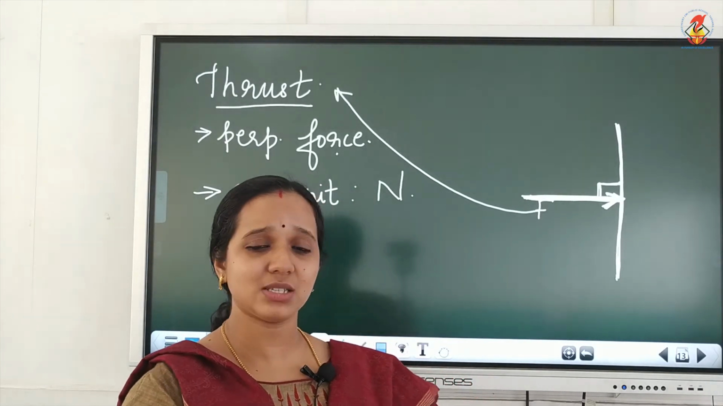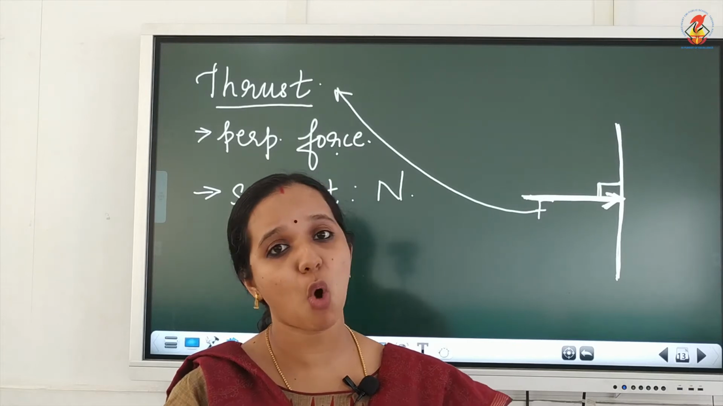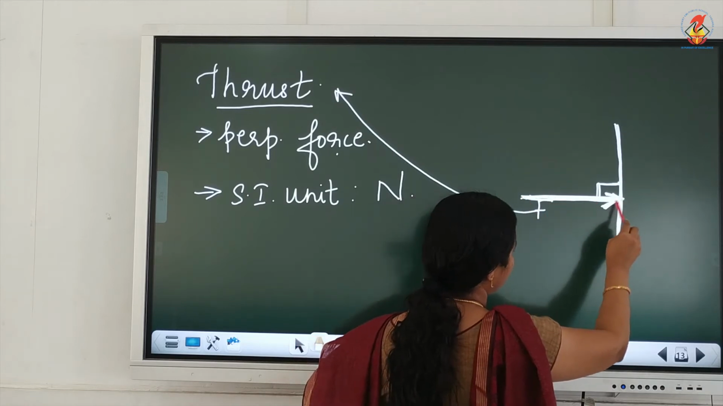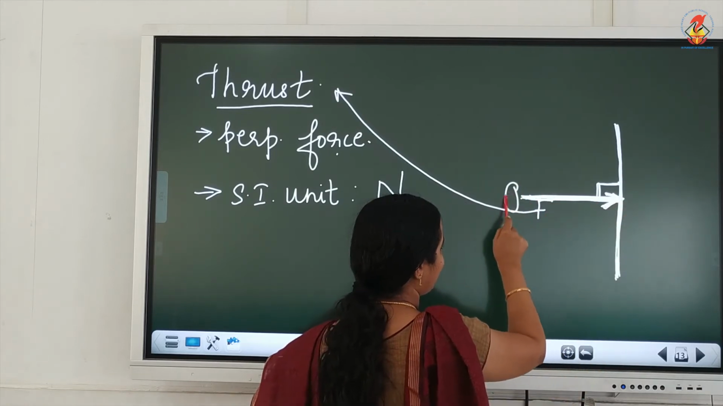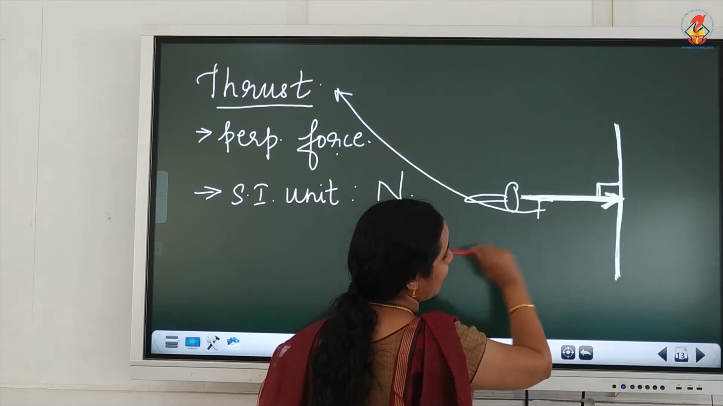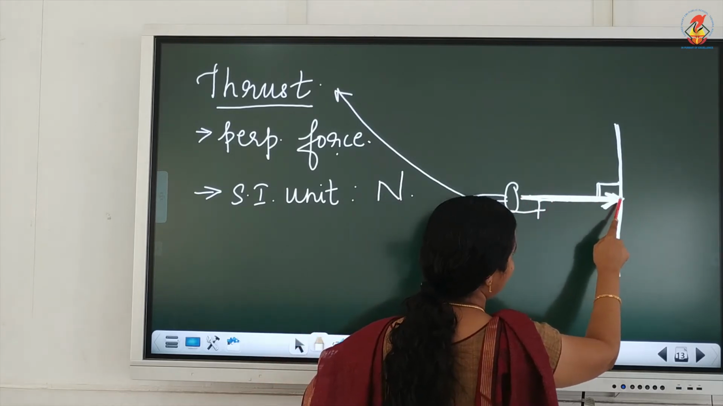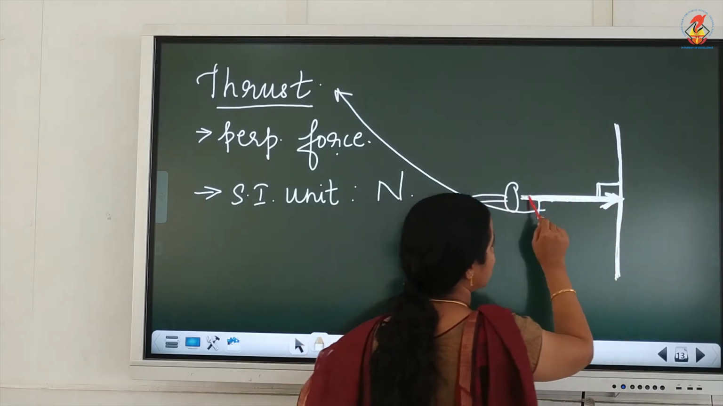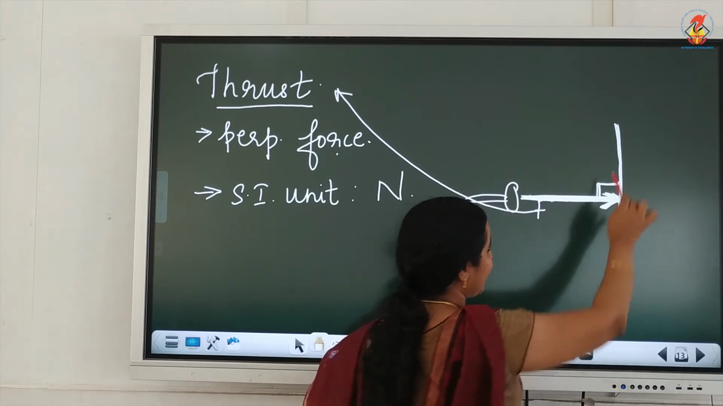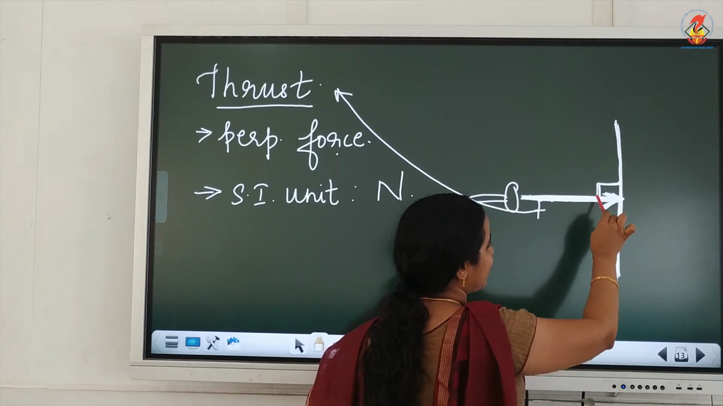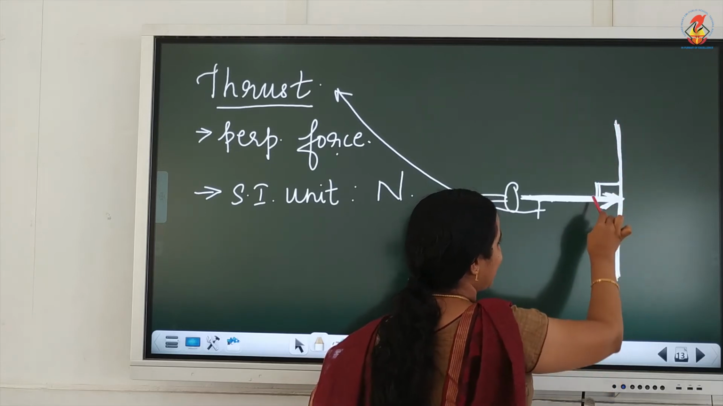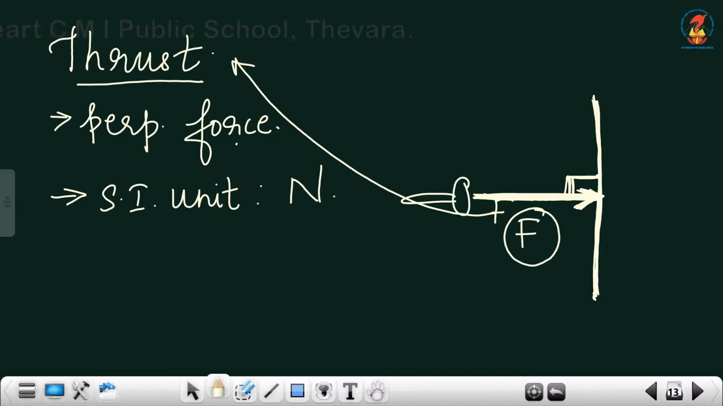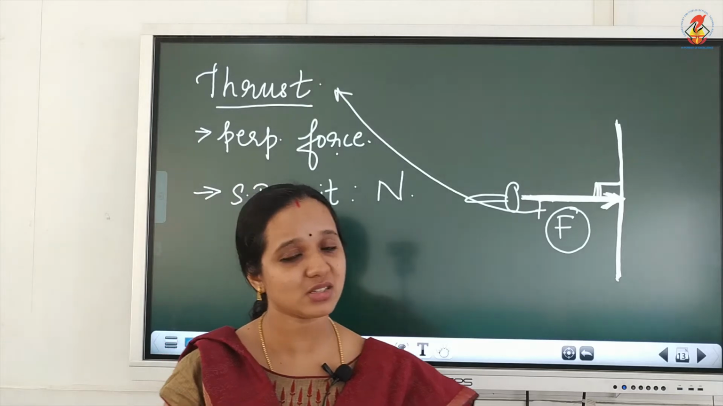For example, consider hammering a nail onto a wall. If this is a wall and you need to hammer a nail into the wall, you need to apply a force using a hammer, a horizontal force, so that the nail will get pierced into the wall. So this is the force vector, the direction of force that you apply, and this is the wall. Again, the force vector and the wall make an angle of 90 degrees, and this force that we apply is known as thrust, and its unit is Newton.